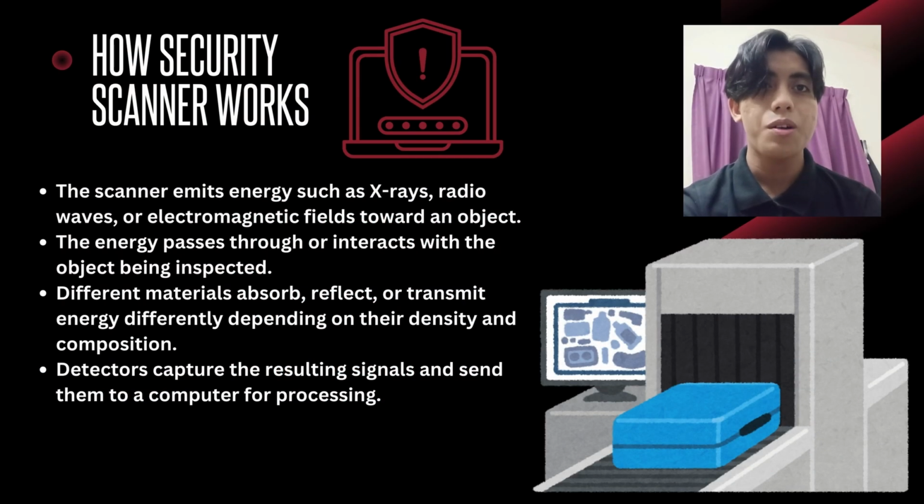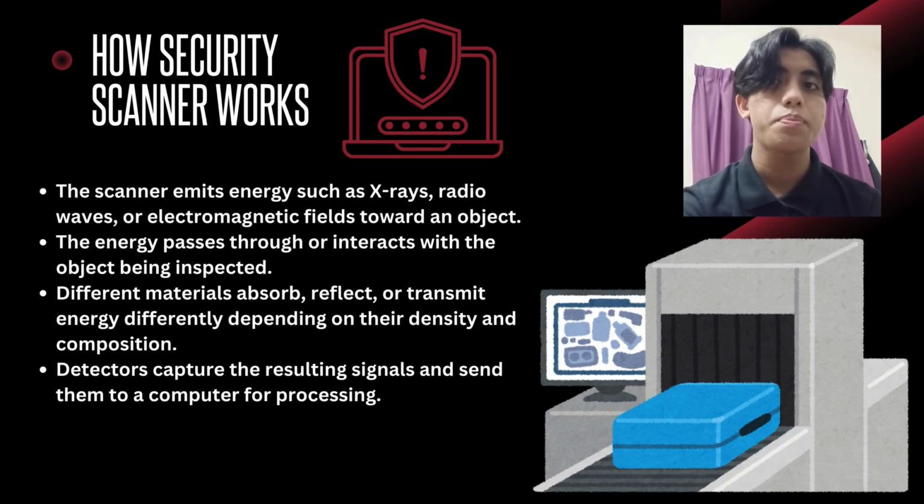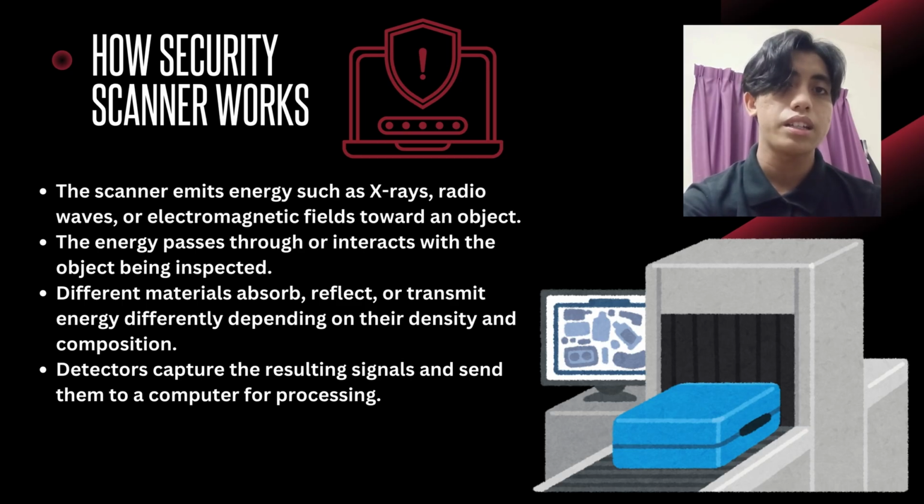Now I will talk about how a security scanner works. Security scanners work by using X-rays to inspect the contents of an object without needing to open it. The process begins when the scanner emits X-rays toward a bag or item placed inside the machine. As these X-rays pass through the object, different materials interact with the radiation in different ways. Materials with high density, such as metal, absorb more X-rays, while less dense materials such as paper, plastic, and clothing allow more X-rays to pass through.